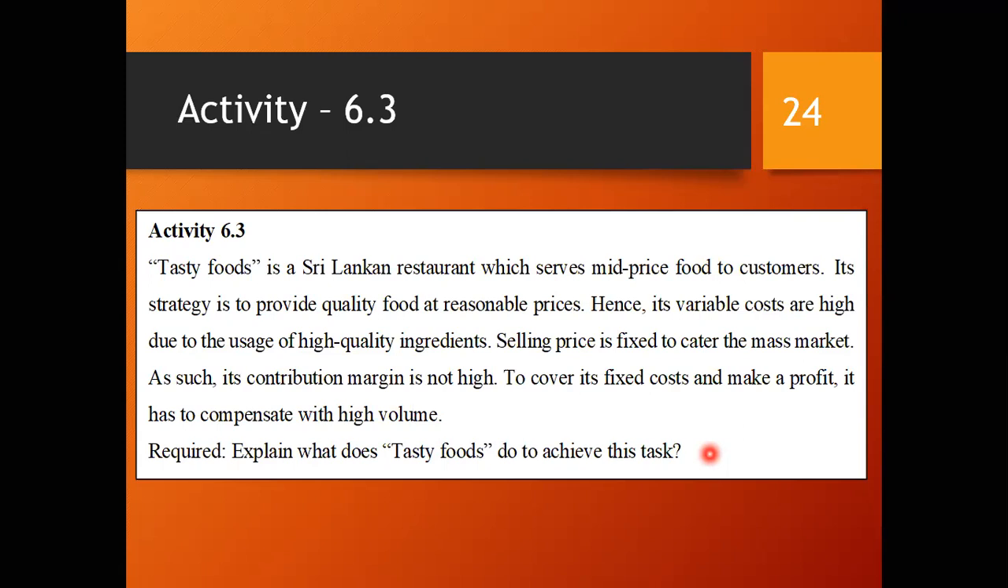So for example, if there are lots of wastages, in order to cover up its fixed cost and make a profit, it has to compensate with high volume. Explain how you achieve high volume and face this particular situation. Think for a while.